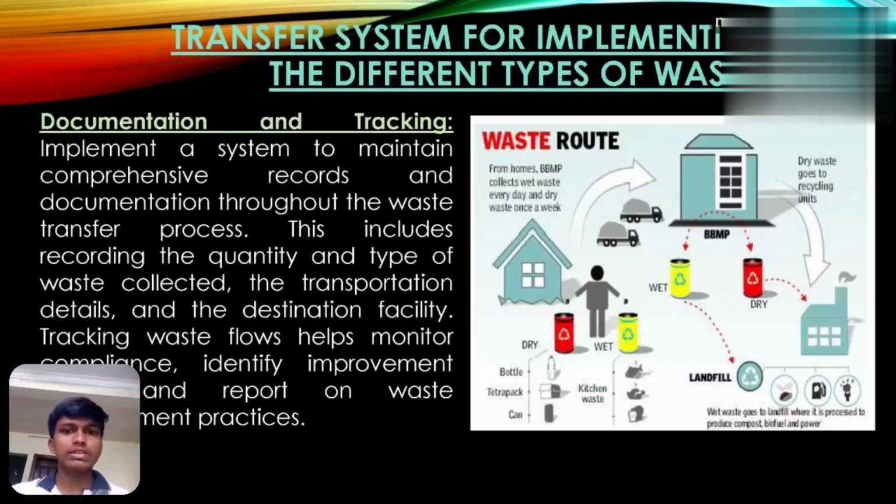Next is the transfer system for the different types of waste. So, implement a system to maintain comprehensive records and documentation throughout the waste transfer process. This includes recording the quantity and type of waste collected, the transportation details, and the destination facility. Tracking the waste flows helps to monitor compliance, identify improvements, and report on waste management practices.